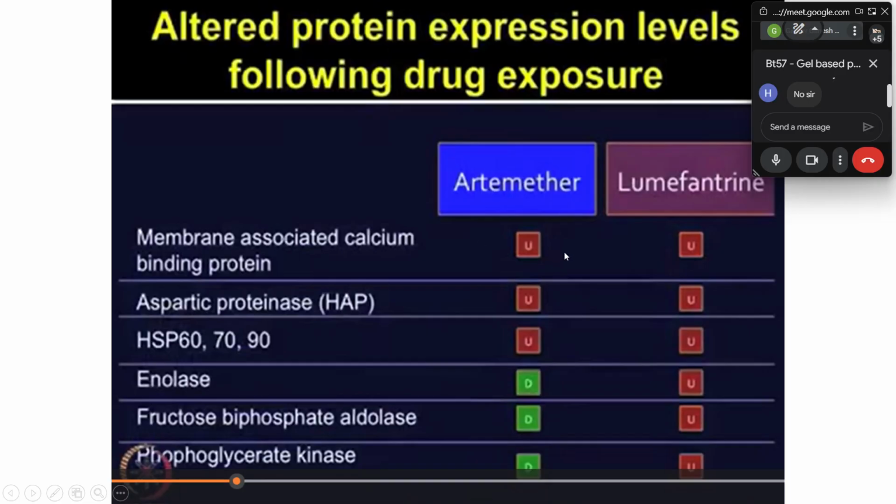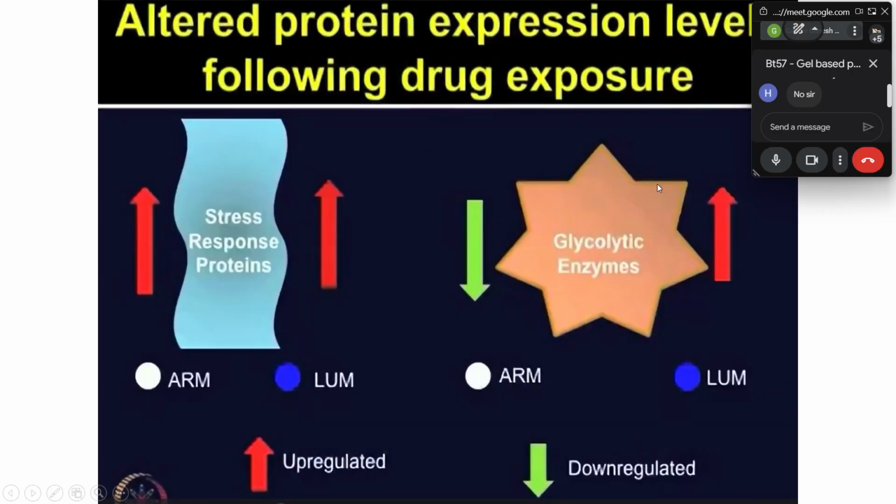When they used one drug alone, a few proteins were upregulated, like membrane-associated calcium-binding protein and heat shock proteins, and they were also upregulated with the other drug. Whereas kinase, aldolases, enolases, etc., were downregulated with this drug, whereas a few were upregulated with the other drug. When the combination was given, stress response proteins were upregulated and glycolytic enzymes were downregulated.